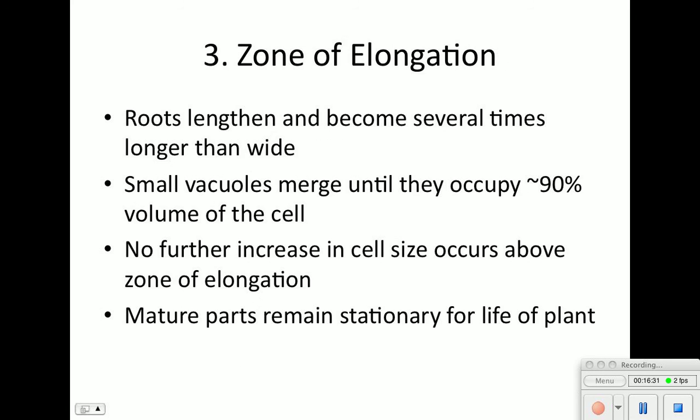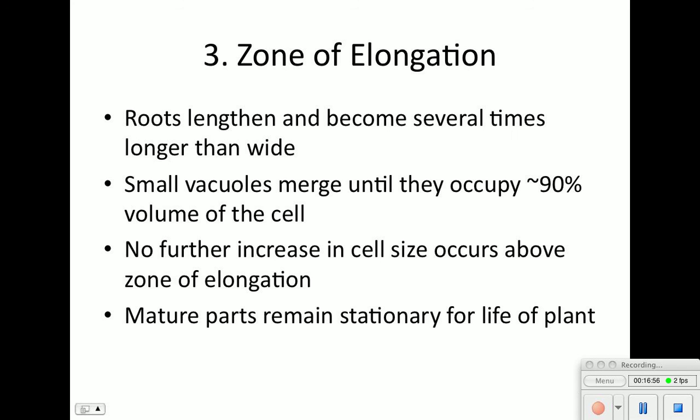And then the zone of elongation, where the roots lengthen and they become longer than they are wide. Before they were tiny little cubes, and now they're stretching out into, I don't know, rectangles, if you want to think of it that way. But now the small vacuoles that were in those cuboidal cells have occupied 90% of the volume of the cell. There's no further increase after the elongation.